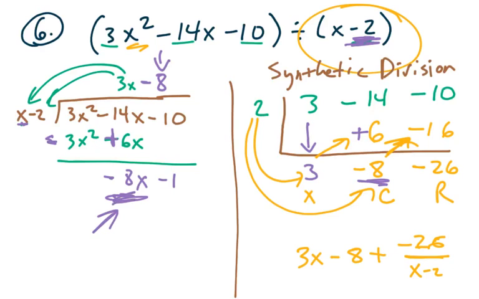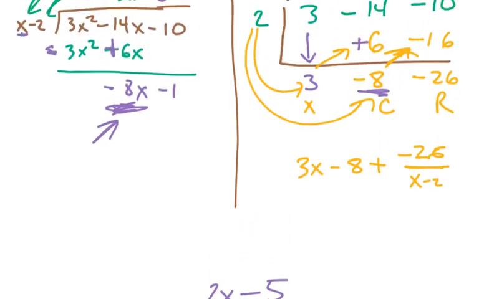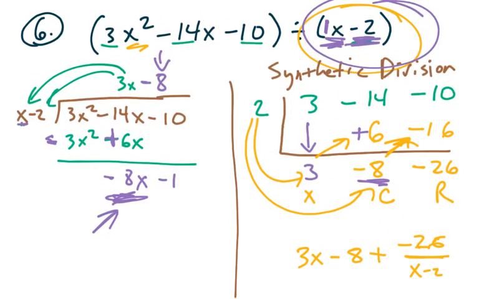This also leads up to something else that's very important to understand, which is you can only do synthetic when it's linear, and this has to be a 1. So there are ways around it. For example, let's say I'm dividing through by 2x minus 5. Then 2x minus 5 is the same thing as x minus 5 over 2. So you can divide through by 2, and now we have something we can work with. And we'll talk more about that later.